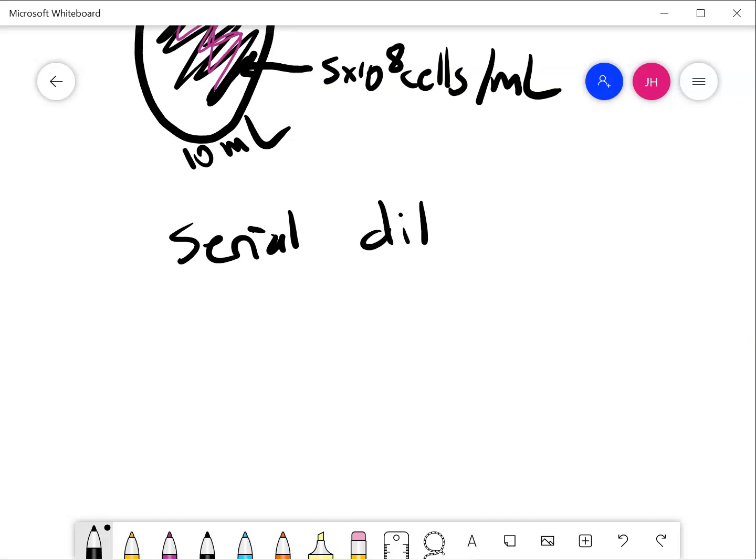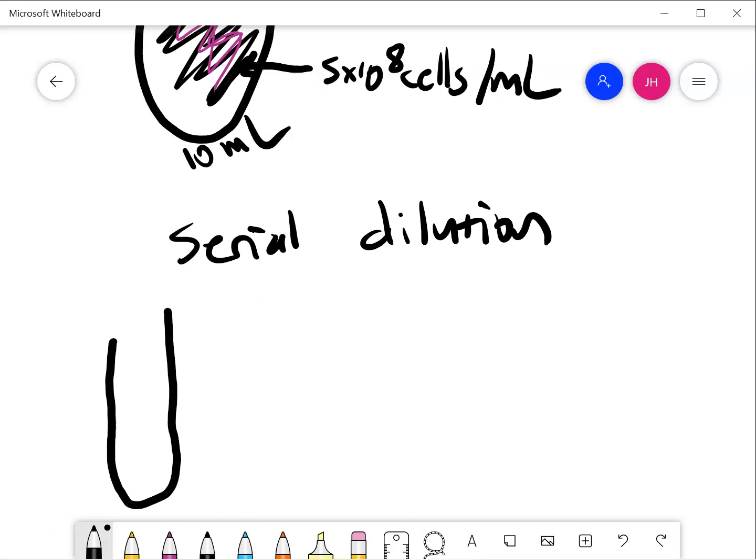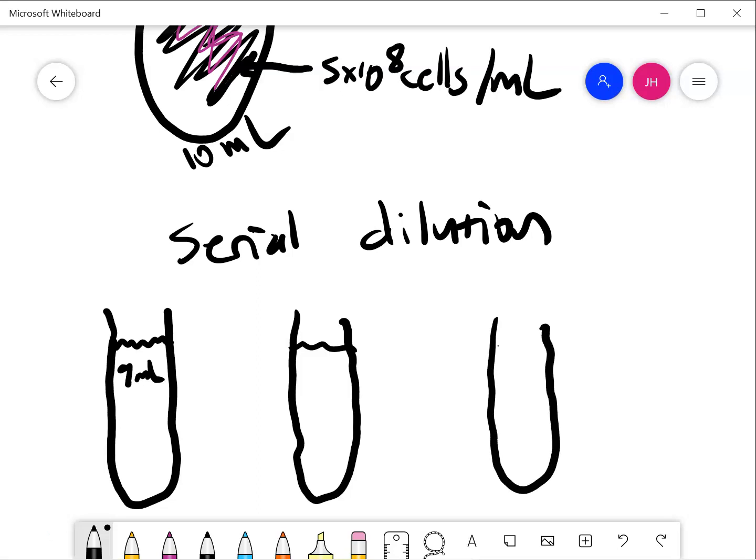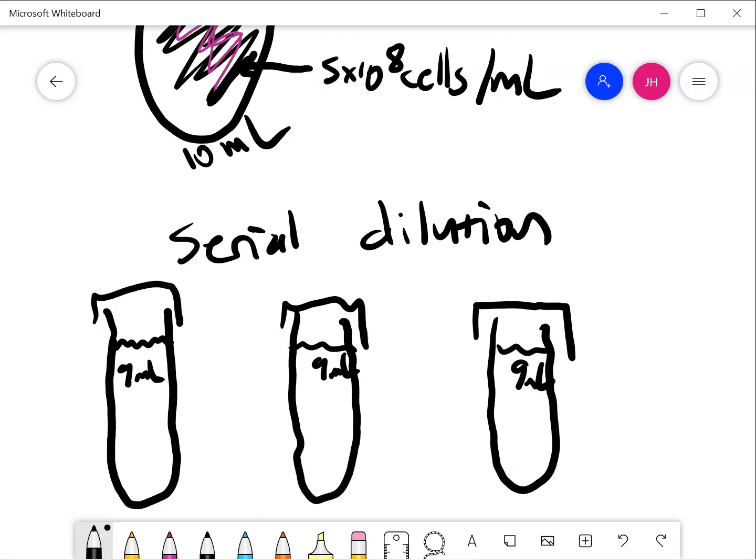Serial dilution. And what this is going to do is let us generate samples across many orders of magnitude, and one of them will have the right number. So what we do is we set up test tubes that have 9 milliliters of broth or water in them. So let's say we set up 3 of these. So 9 milliliters there, 9 milliliters there. And these are sterile. And they have little caps on them to keep dust out.